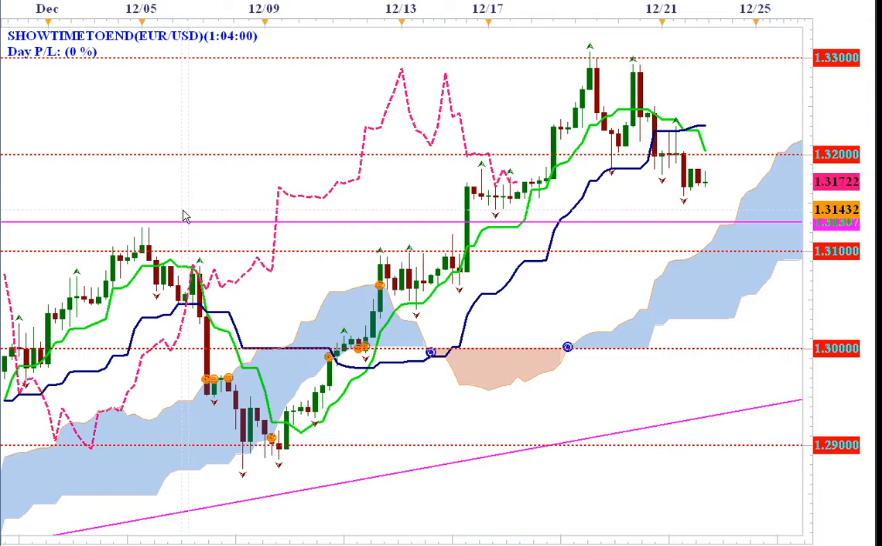I'm going to come back and we're going to break down EUR/USD for the upcoming year, what we see going on with EUR/USD on the long term.